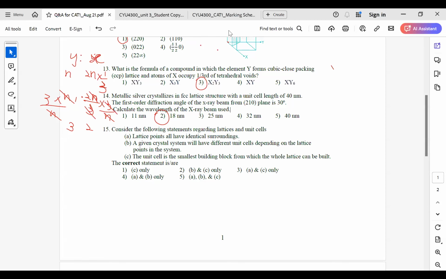All right, let's go to the next question real quick. Lattice points all have identical surroundings. What do you think? Correct or not? Yes, ma'am, correct. And then what about the second one? A given crystal system will have different unit cells depending on the lattice points in the system. Yes, that is also actually true.